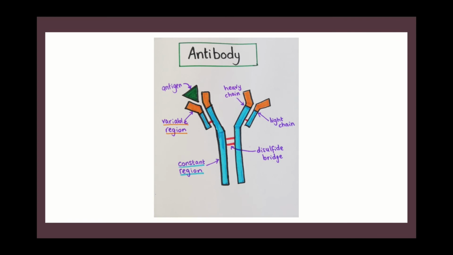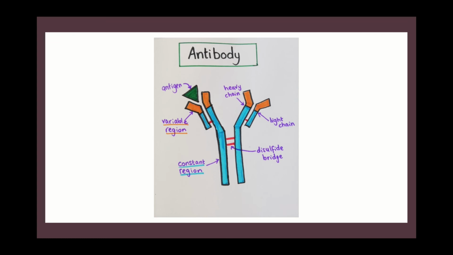Let's have a look at an antibody in more detail. Antibodies are made of 4 protein chains that are held together by disulfide bridges. As you can see, there are 2 much longer protein chains called heavy chains and 2 shorter protein chains which are called the light chains.